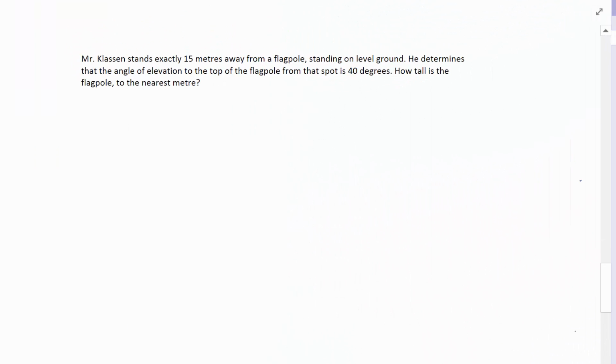The fictional character, Mr. Clausen, stands exactly 15 meters away from a flagpole. He determines that the angle of elevation to the top of the flagpole is 40 degrees. So how tall is the flagpole to the nearest meter? In a problem like this, the best thing to do is start off with your diagram. So draw your flagpole, draw the ground, draw your character 15 meters away exactly.